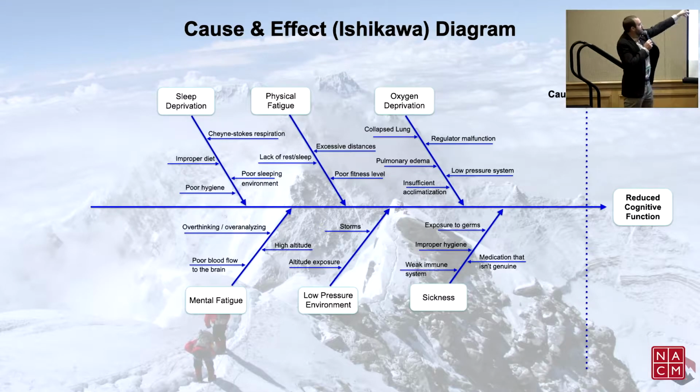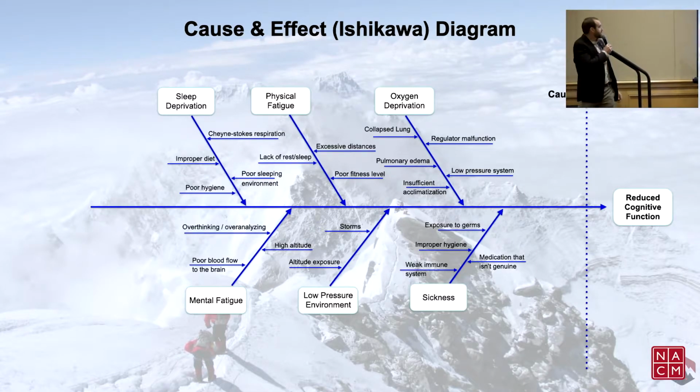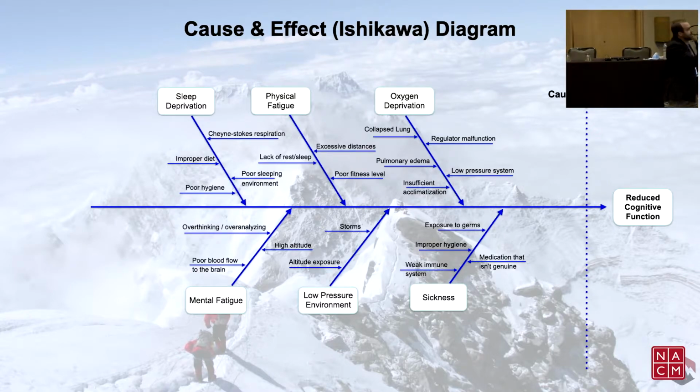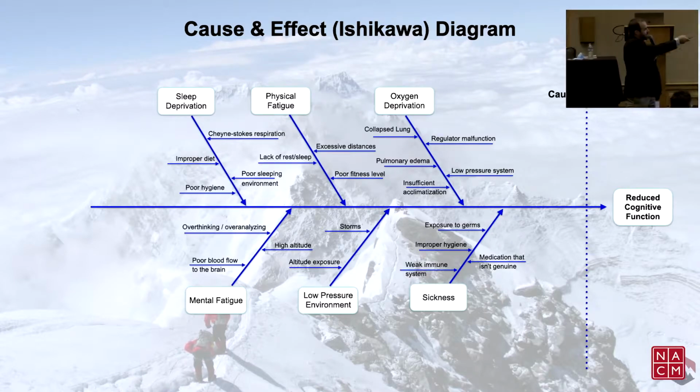Oxygen deprivation, physical fatigue, sleep deprivation, mental fatigue, low pressure environment, sickness. Then underneath each of these is another potential root cause. It might be regulator malfunction, low pressure system, pulmonary edema, collapsed lung. I won't go through them all, but you can see the many different things that could lead to the reduced cognitive function. Then you start eliminating the ones that aren't the root cause until you've boiled it down to the root cause.